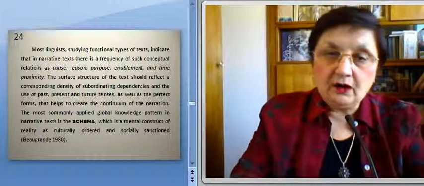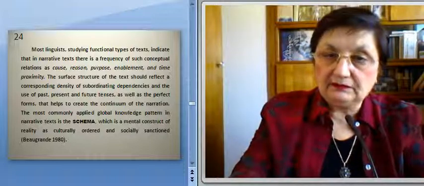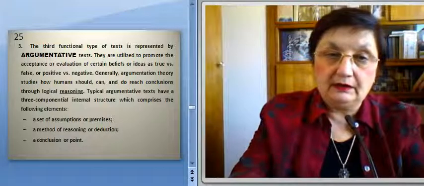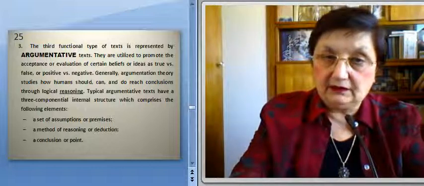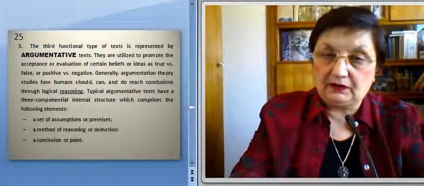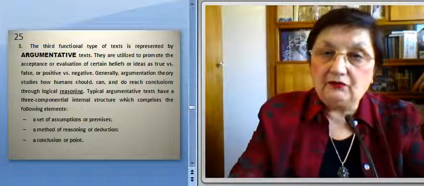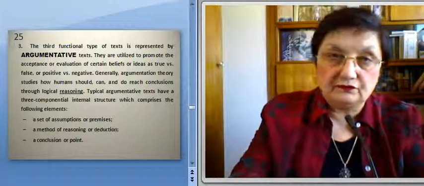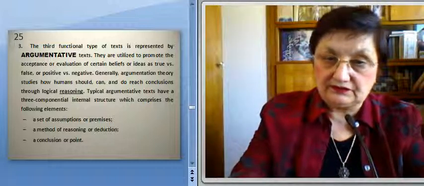The third functional type of text is represented by argumentative texts. They are utilized to promote the acceptance or evaluation of certain beliefs or ideas as true versus false or positive versus negative. Generally, argumentation theory studies how humans should, can, and do reach conclusions through logical reasoning. Typical argumentative texts have a three-componential internal structure which comprises the following elements: a set of assumptions or premises, a method of reasoning or deduction, and a conclusion or point. An argument must have at least one premise and one conclusion.